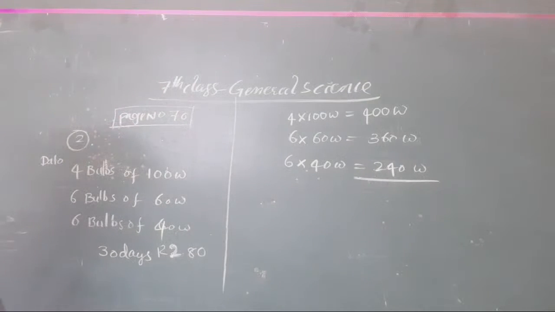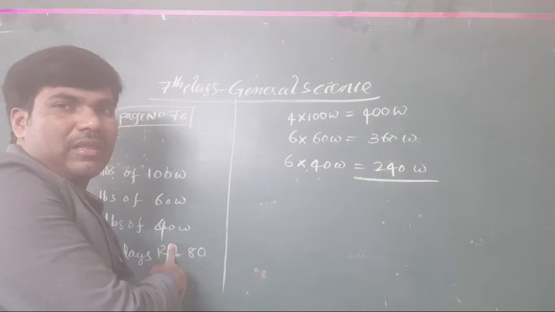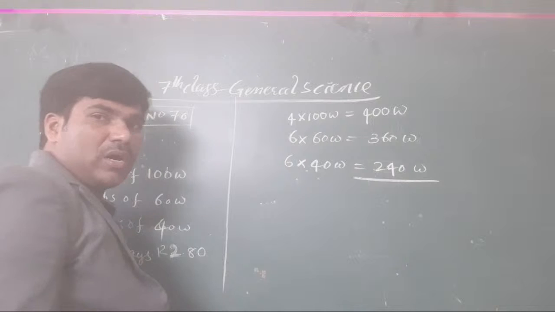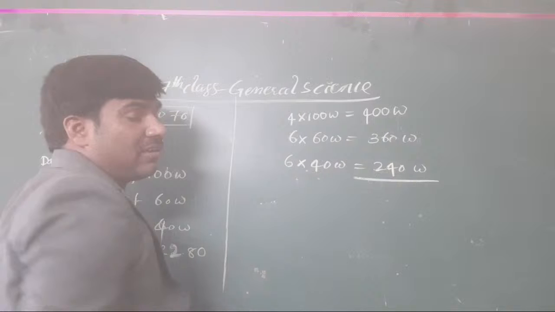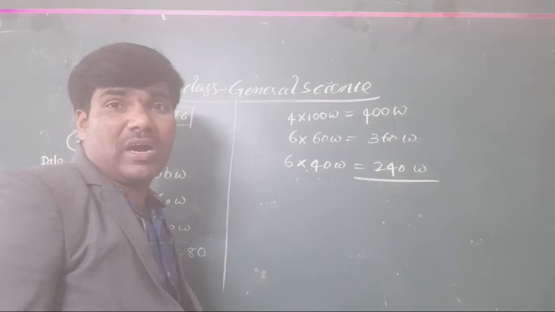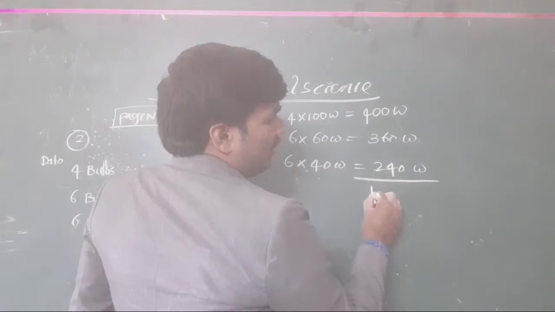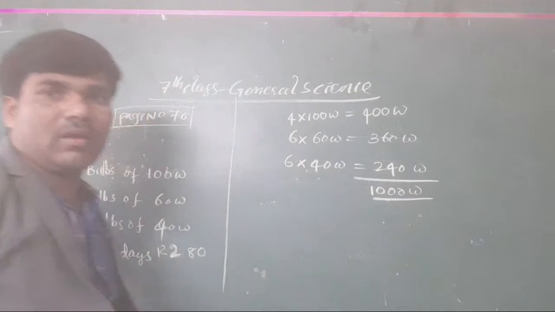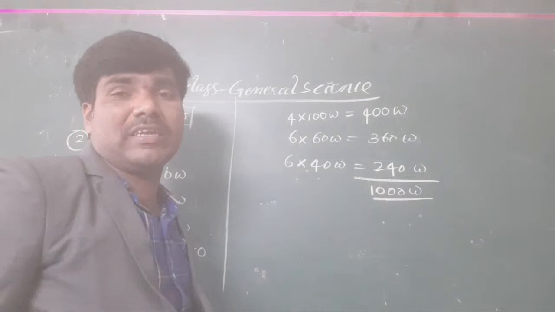Total how many watts are required to run these bulbs? How many bulbs are working? 4, 6, 6. There are 16 bulbs. The 16 bulbs work at a time. Okay, now how many watts are required for us? It is about 1000. Clear or not all of you? 1000 watts work for the running of all the bulbs. This much power we required.